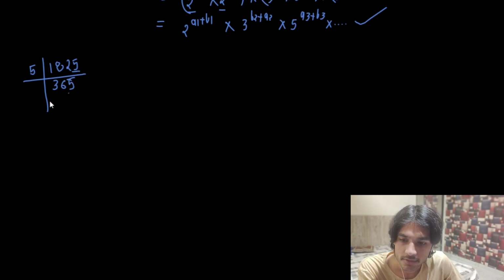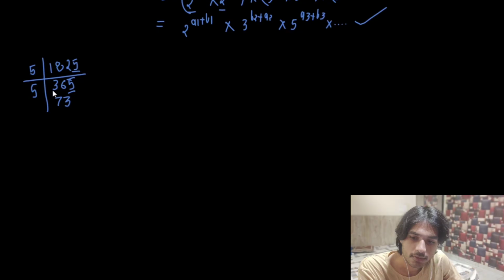Then again the ones digit ends with 5, so we can divide again by 5. 5 7s are 35, so subtracting 35 from 36 we're gonna get 1, and 5 will carry, so we will have 15. 5 3s are 15. Then 153, so we have 765, then 153.